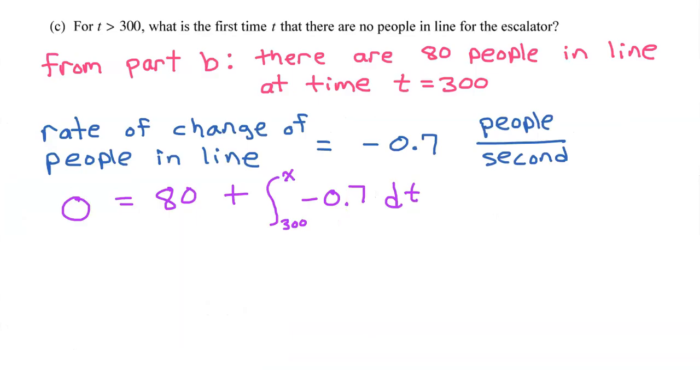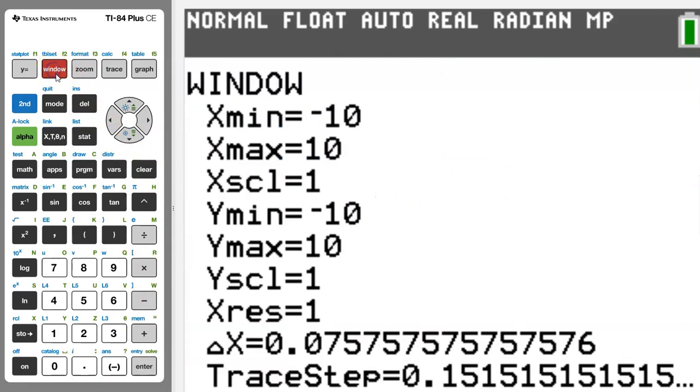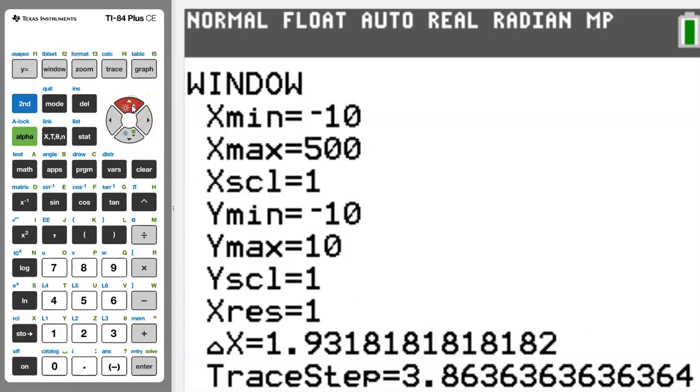Before we hit graph, we should think about the window that we need to view this graph. The x values start at 300. We're talking about values that are greater than 300. So let's click on the window button, and for the x max, this is going to be bigger than 300. So we need to pick a number like 400, 500. Let's just pick 500. We can always adjust this later. For x min, remember we are staying bigger than 300. So we might as well just type in 300 for x min.